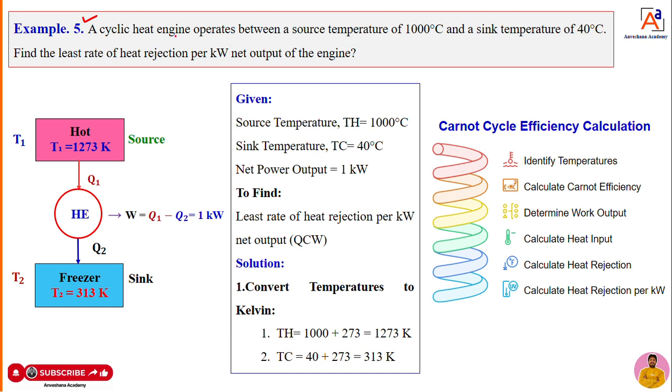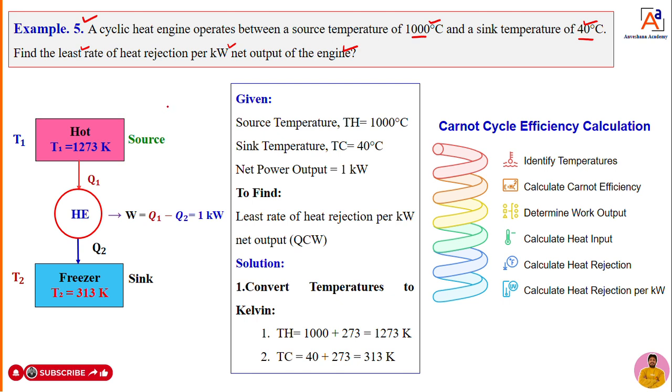A cyclic heat engine operates between a source temperature of 1000 degrees Celsius and a sink temperature of 40 degrees Celsius. So there are two reservoirs: one is a hot reservoir, another one is a cold reservoir. They are working at 1000 degrees Celsius and 40 degrees Celsius respectively. What is being asked: find the least rate of heat rejection per kilowatt net output of the engine.